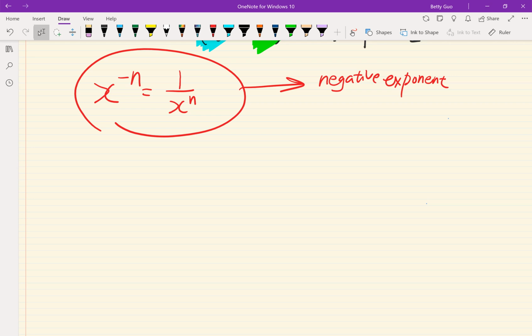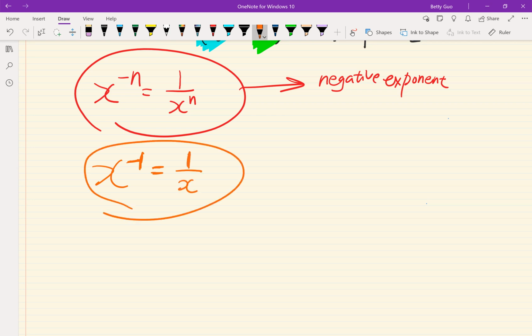From this formula, when the integer n is 1, we have another formula here. X to the power of negative 1 equals 1 over x. I'm going to prove this formula. In the formula, if we let the integer n be 1, we have x to the power of negative 1 equals 1 over x, right? I'm going to take the product of x to the power of negative 1 and x.